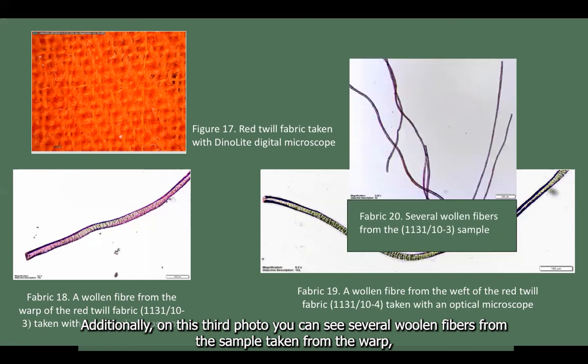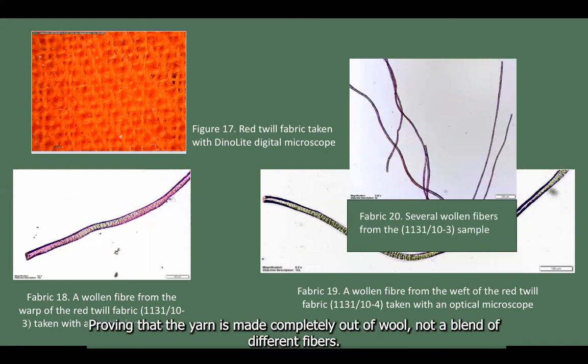Additionally, on this third photo, you can see several woolen fibers from the sample taken from the warp, proving that the yarn is made completely out of wool, not a blend of different fibers.